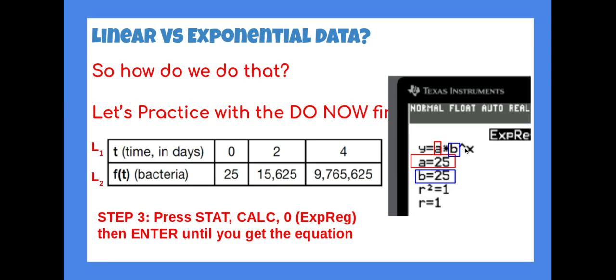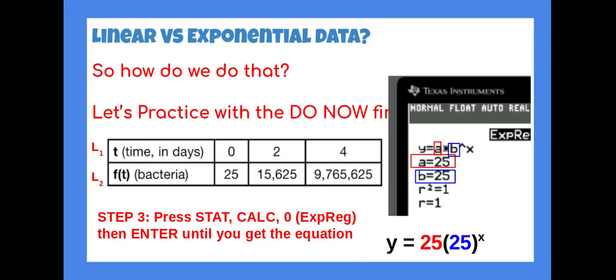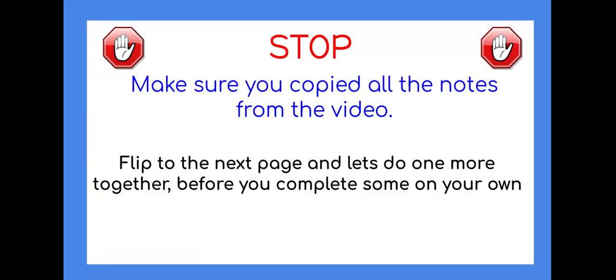So how do we write this in layman's terms or real math terms? We write Y equals 25, and then in parentheses, we put the B, which is 25, and then we put a little X for the exponent. So when we're asking you to write an exponential regression equation, this is how you should be writing it in that form. Pause the video to get this down. If you haven't copied all the notes, make sure you go back and do that.